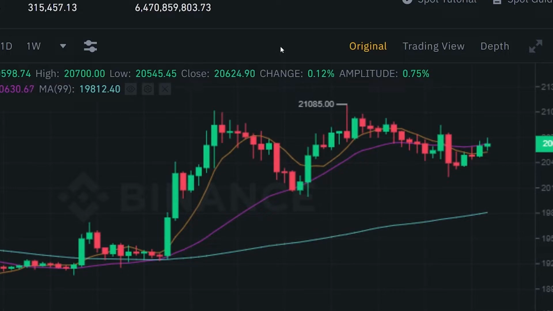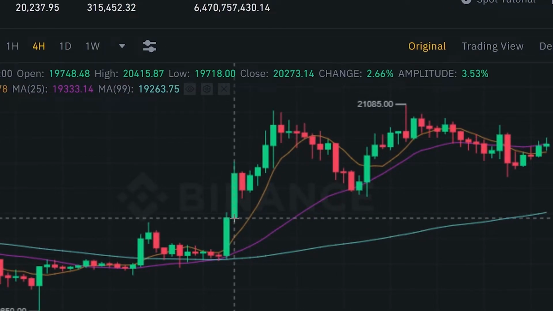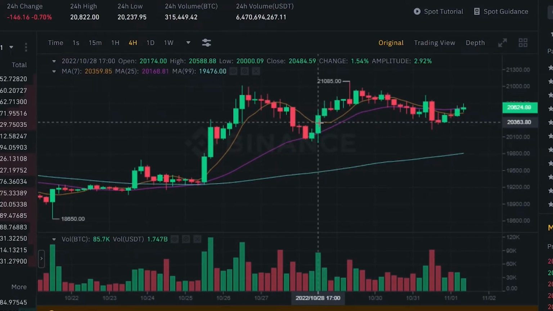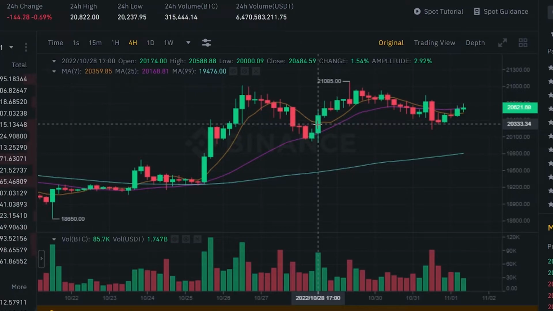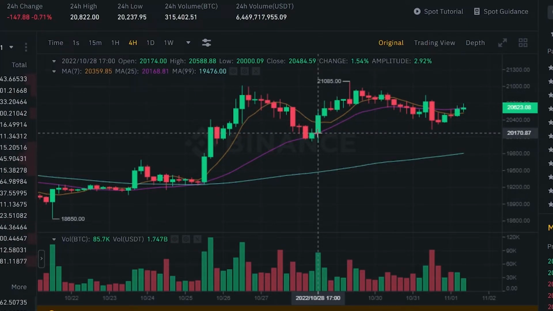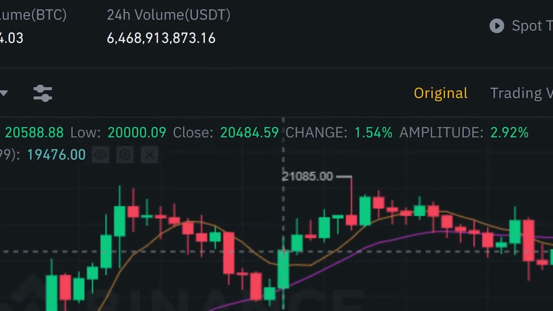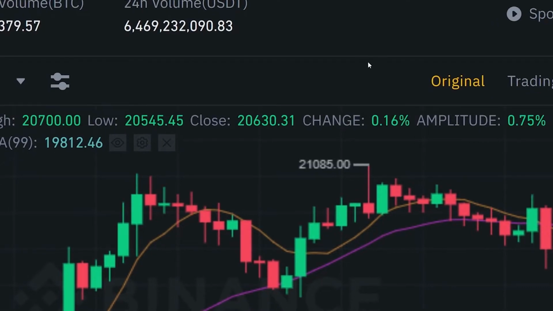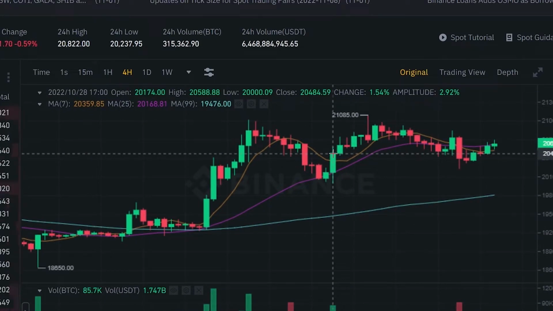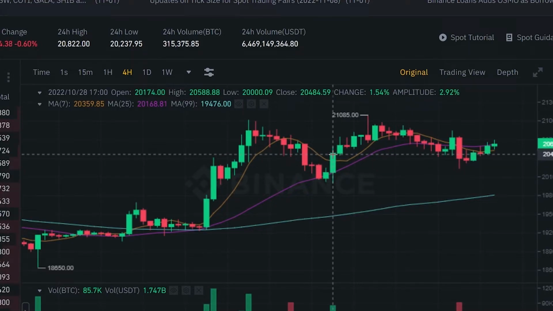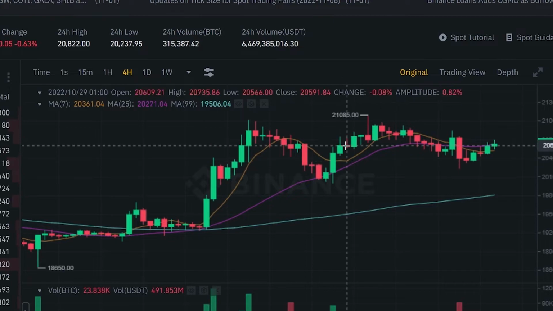So basically, at the start of the day, there's an opening. For example, this was the 28th of October, and the opening on the 28th of October was $20,170. And this place over here is the closing. The closing on 28th October was 20,475. So it opened at 20,181 and it rose up to 20,465. So that's how you can check if something went up or down.